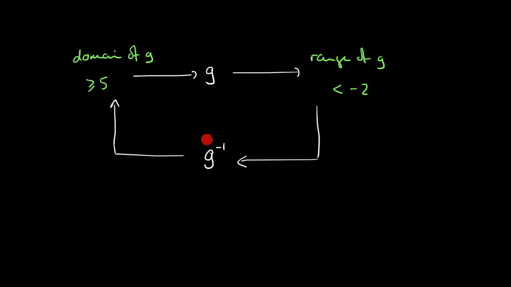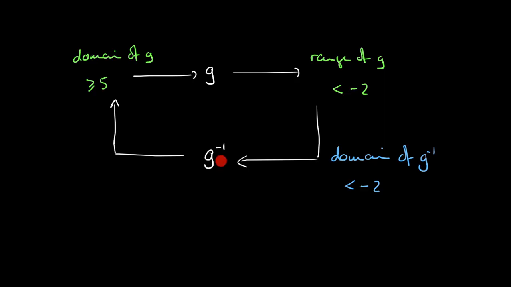Now, the domain of g inverse is all of the possible inputs that can go into the inverse function. So what are the possible inputs? Well, the only inputs it can have are going to be the outputs of the original function. So if the outputs of the original function are everything that's less than -2, then the inputs to the inverse function must also be everything that's less than -2, right?